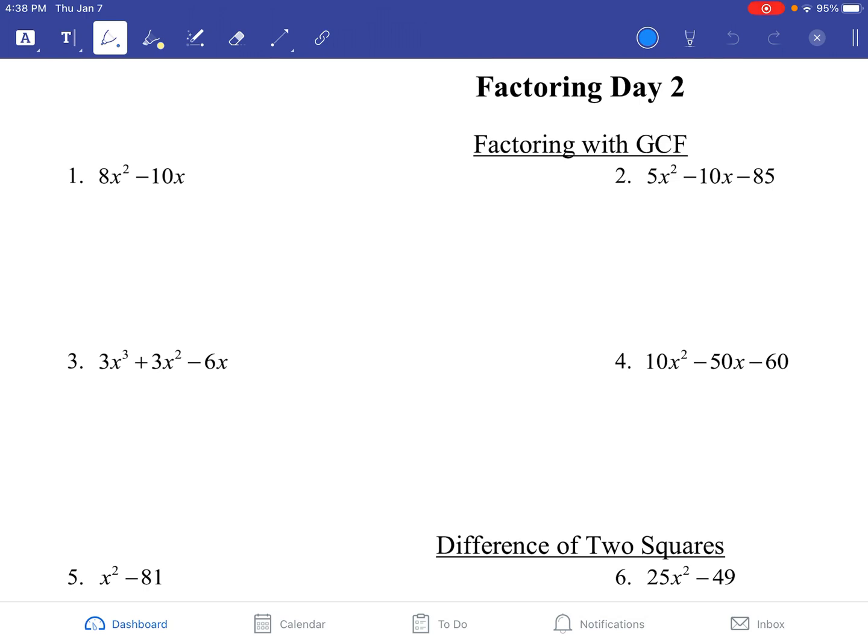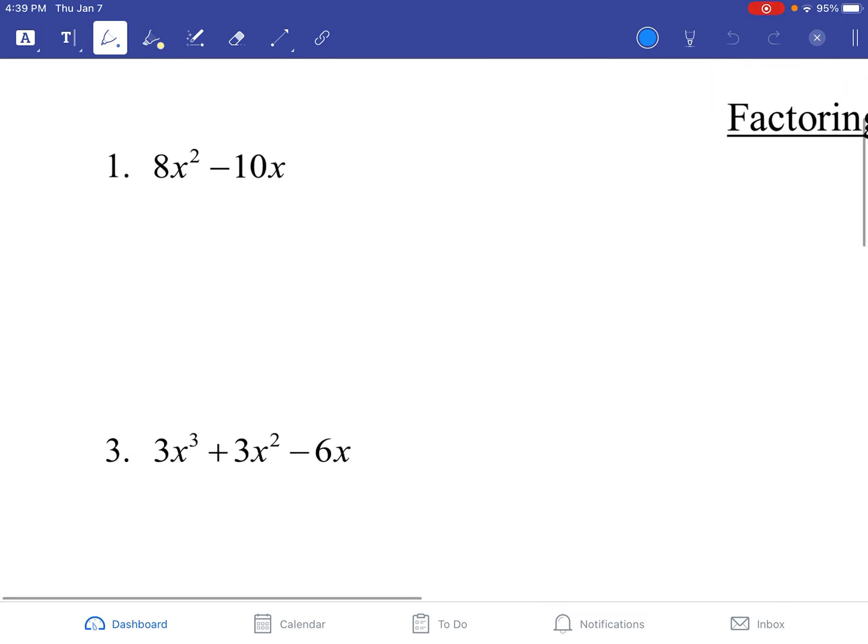All right. The first part is that you're most likely going to be able to take out something that is a greatest common factor in your problem. Okay. The second part might be that you can still factor what was left over. Okay. So let's see how this works.